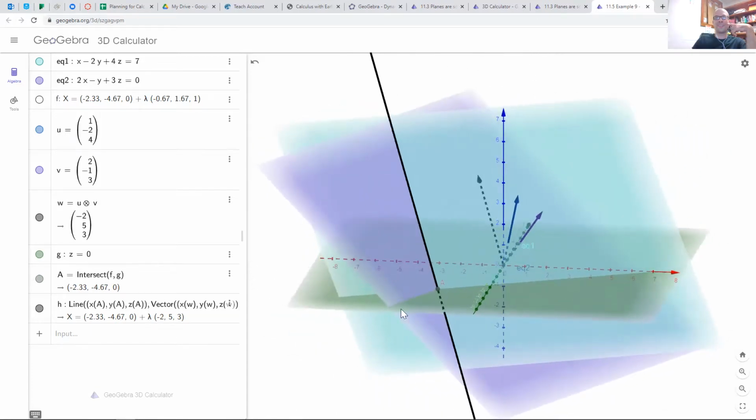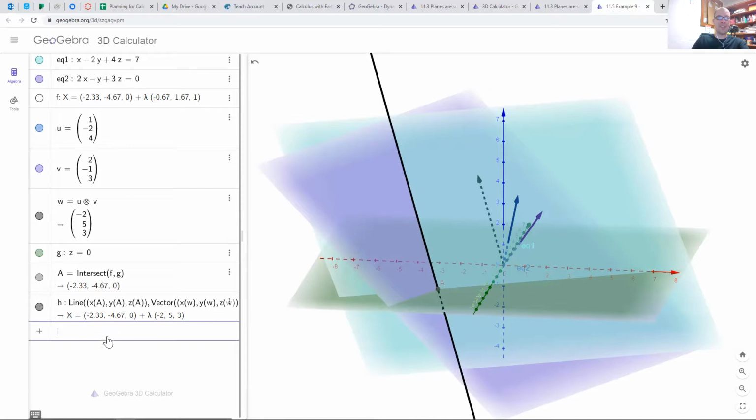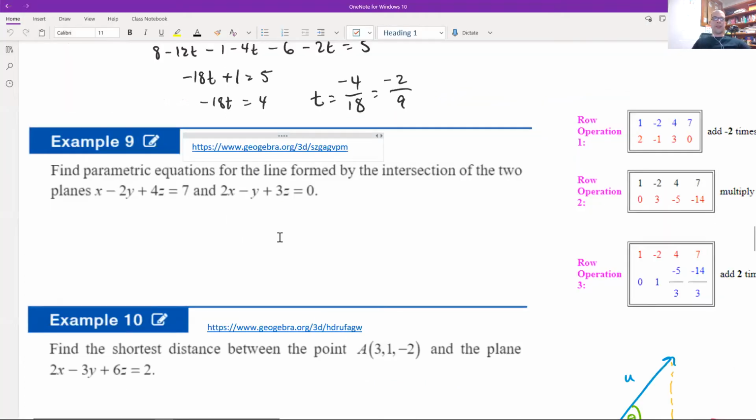The direction vector gets the parameter t. In this case, it's showing up as lambda, but I actually entered it as t. Let me see if I can duplicate the input. Nope. Great. The way that I input this line was t times the direction vector, in this case w, and then plus a. I promise I entered it like that, and then it changes. Anyways, cool. All right, so that's example number 9.